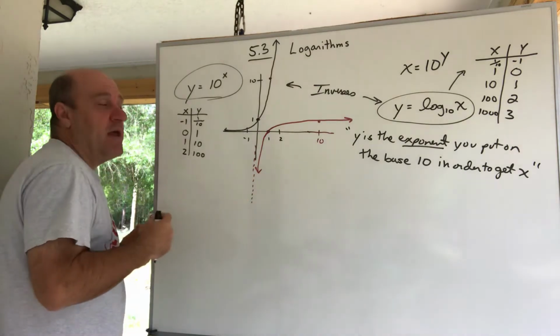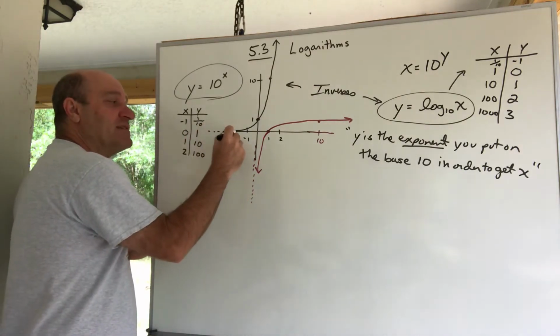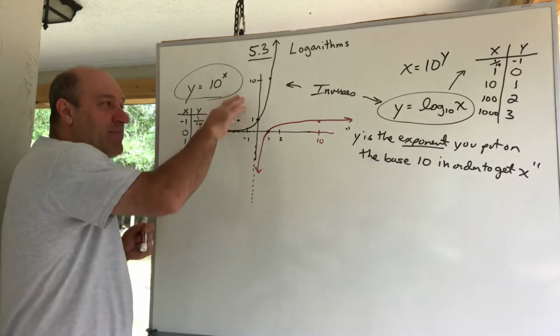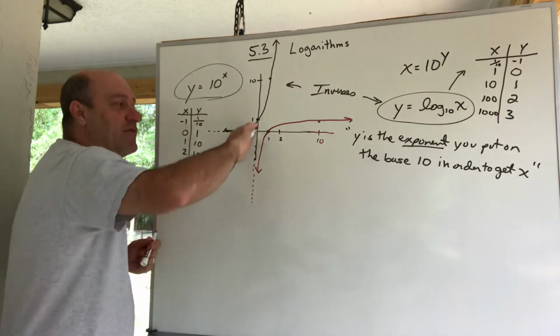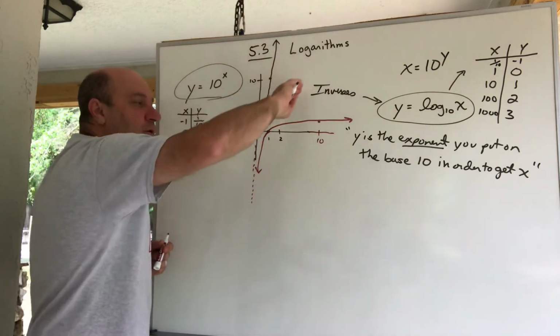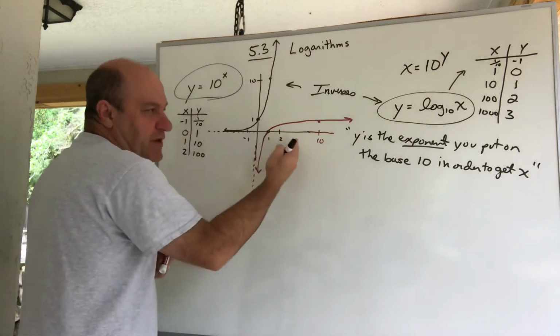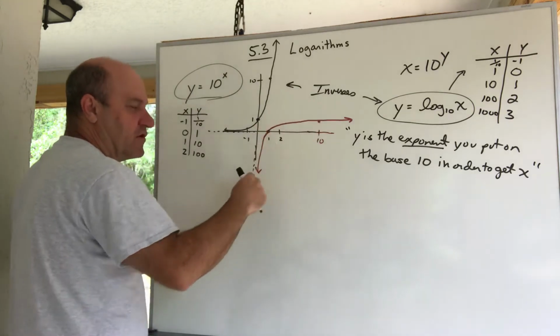Oh yeah, remember, there was a horizontal asymptote here. And maybe you can remember these are inverse functions. They're mirror images around this diagonal mirror. So here's a picture of the graph of the log function.